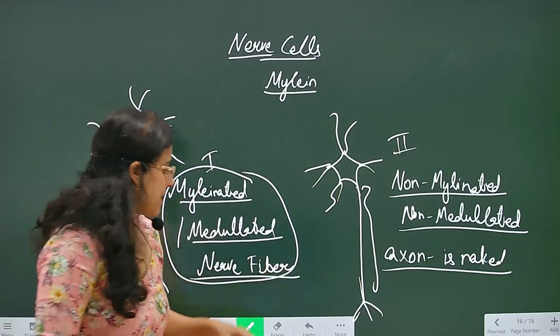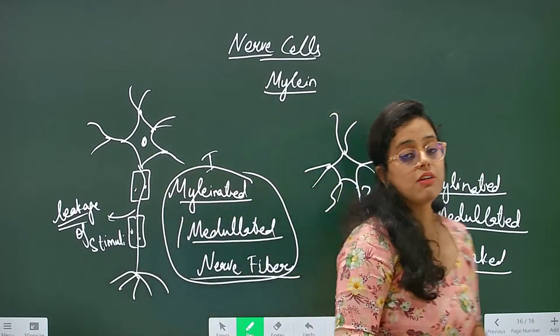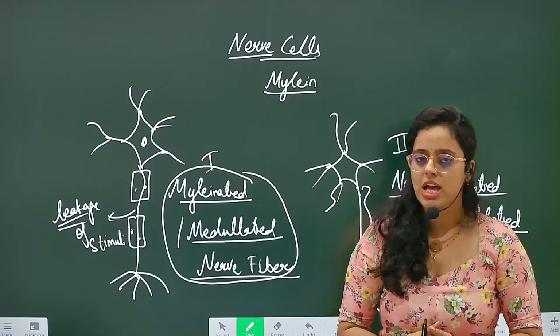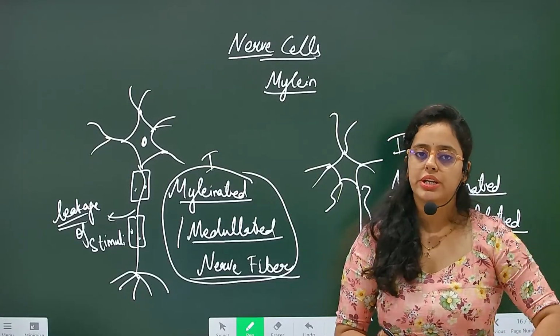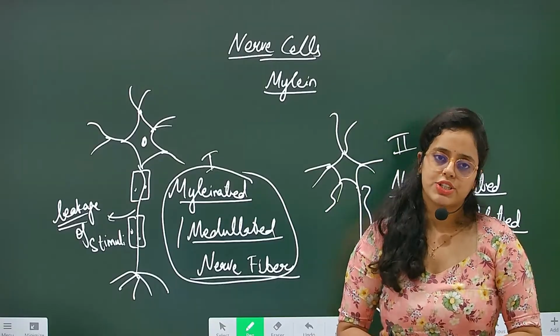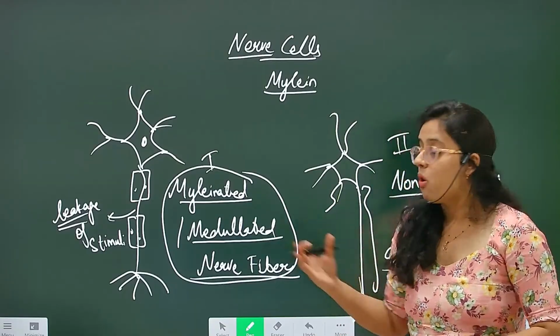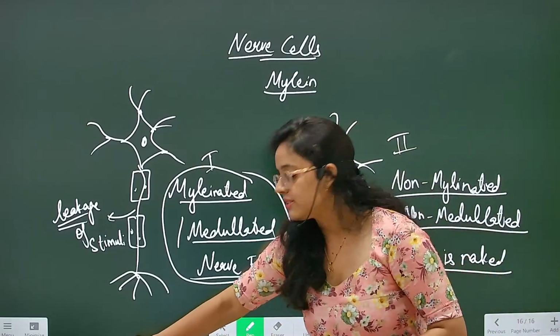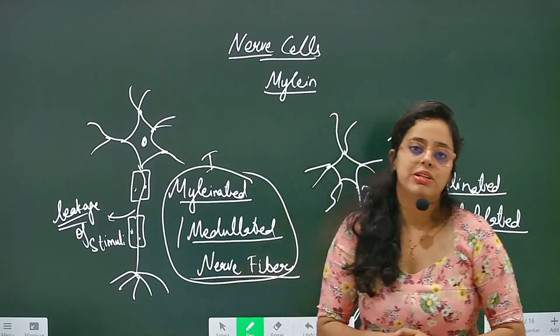So this is about nerve cells or nervous tissue that we have discussed. Here we have completed animal tissue: epithelial tissue, connective tissue, muscular tissue, and now nervous tissue. In tomorrow's session we are going to discuss some questions related to nervous tissue and muscular tissue.